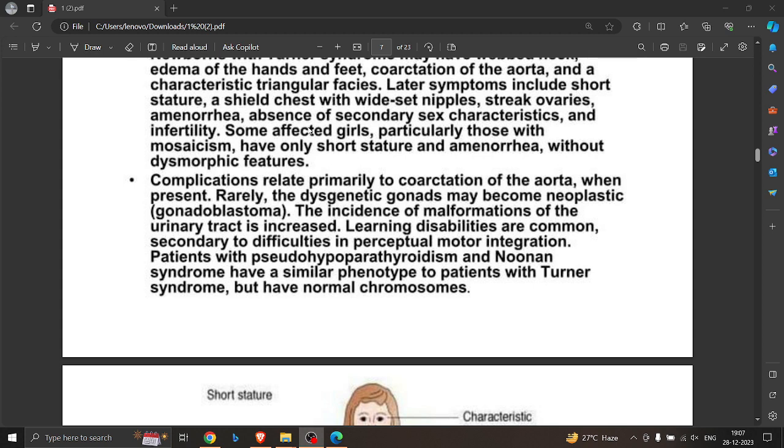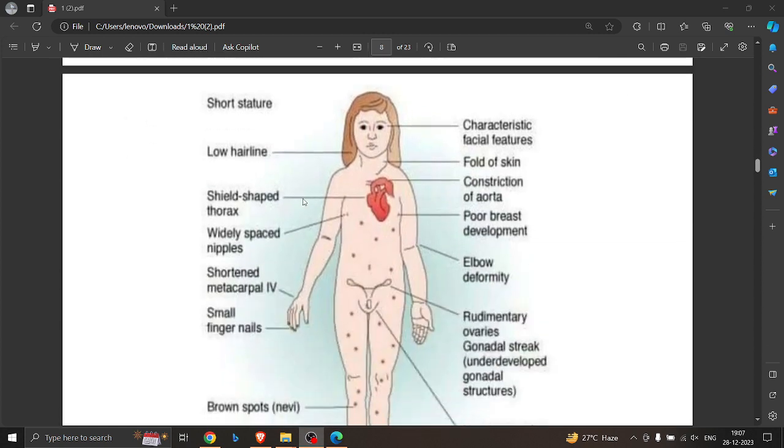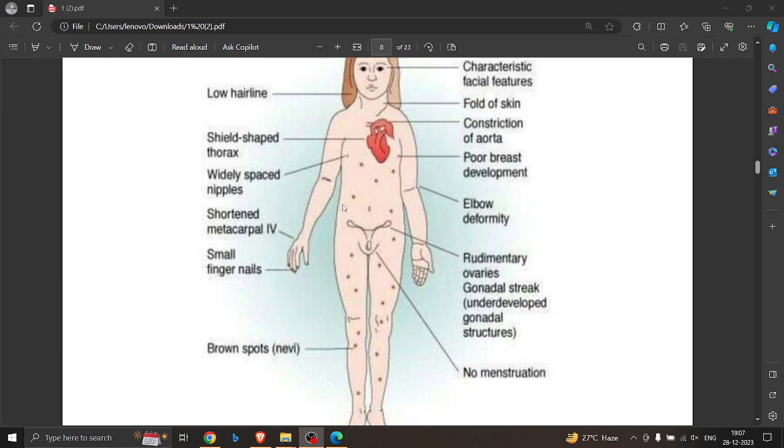short stature, that means the height, shield chest and wide-set nipples, and some affected girls, particularly those with mosaicism, have short stature and amenorrhea without dysmorphic features. If you see this picture, it elaborates all the different problems.